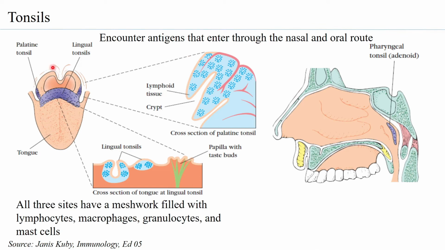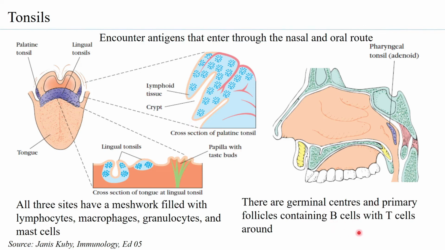So all the three, whether it is the palatine tonsil, the lingual tonsil, or the pharyngeal tonsil, are basically a meshwork of reticular cells and fibers that hold macrophages, lymphocytes, granulocytes, and also mast cells. So whether it is the lingual tonsil or the palatine tonsil, you can see here the follicles, and these follicles in turn have germinal centers. Once they encounter an antigen, they will be able to activate lymphocytes, and these lymphocytes will then give rise to an immune response. So this is what was mentioned.